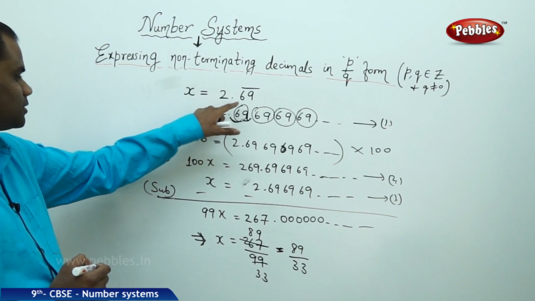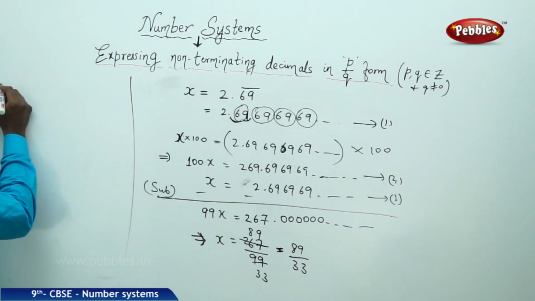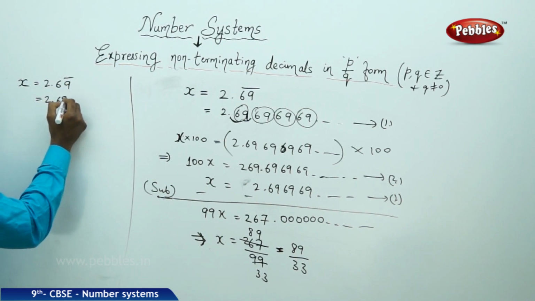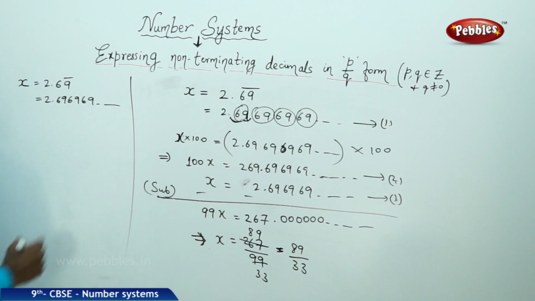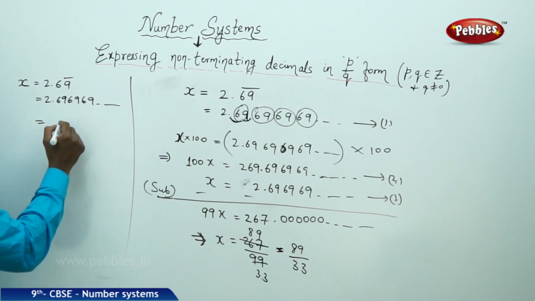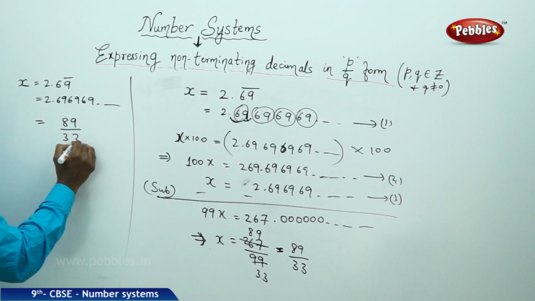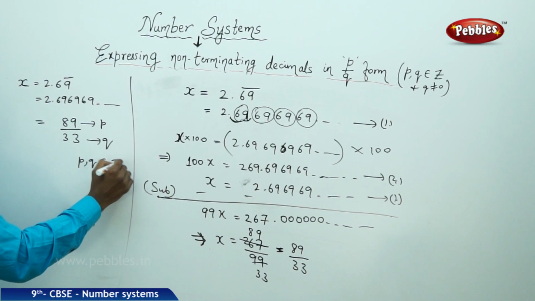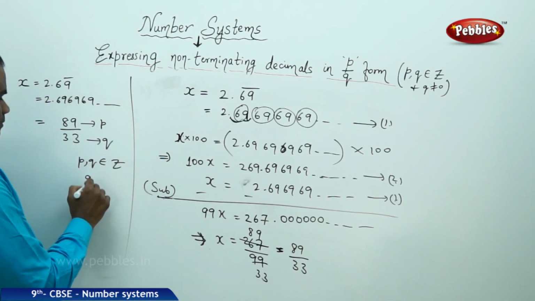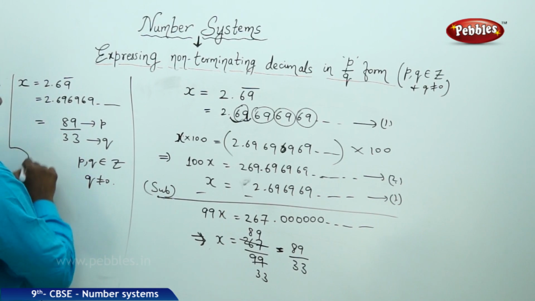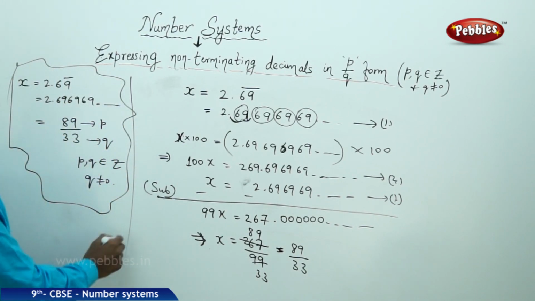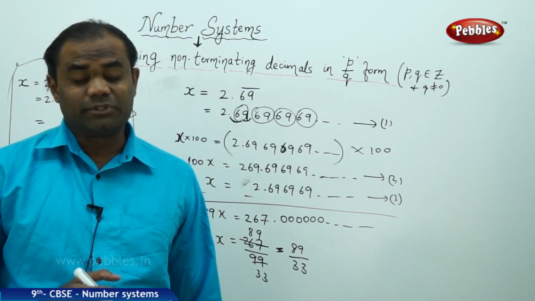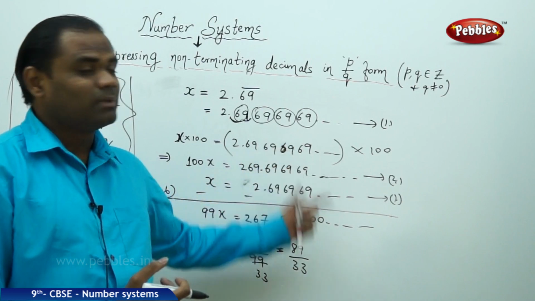Therefore, my representation of 2.69 bar, which is a non-terminating decimal which repeats 696969, can be written in the rational form as 89 over 33. P and Q both belonging to integers and Q not equal to 0 is how I understand the connection of the non-terminating decimal, which is possible to be converted to P by Q form.